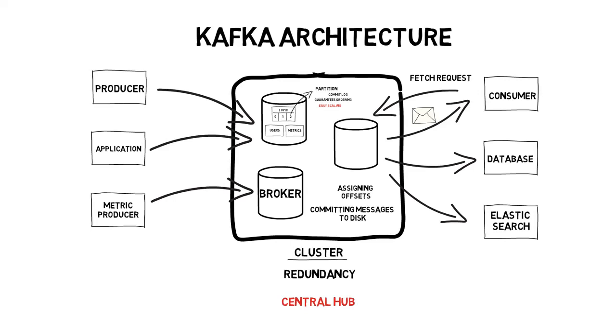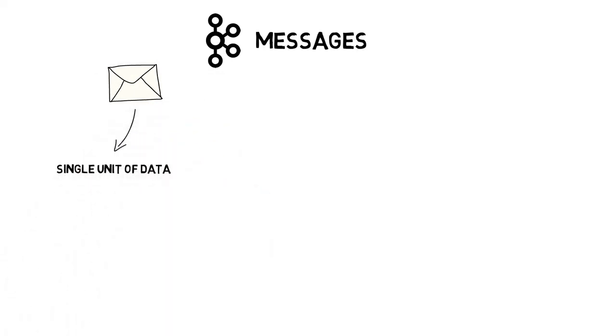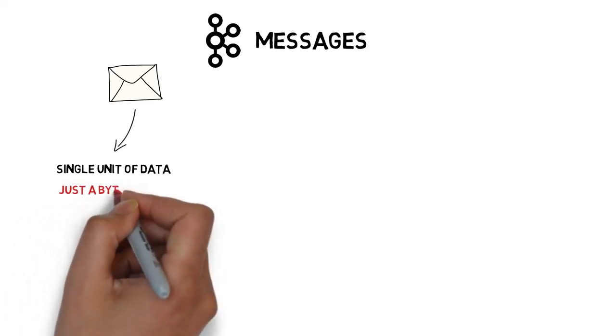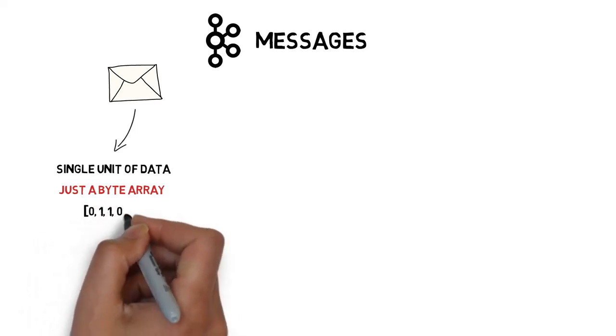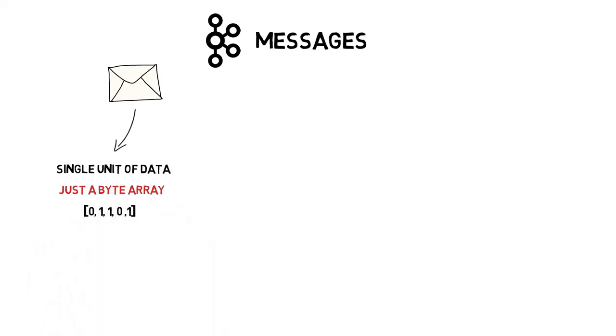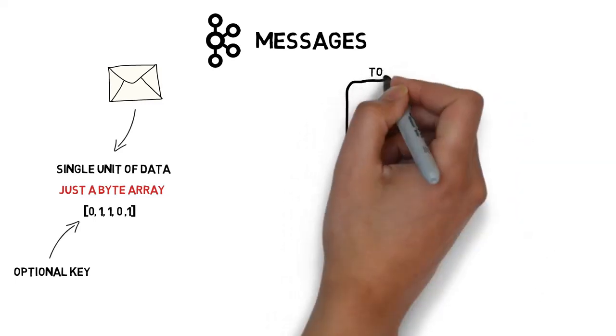Now, as we went through the general overview of Kafka, let's jump into the nitty-gritty details. In Kafka, a message is a single unit of data that can be sent or received. As far as Kafka is concerned, a message is just a byte array, so the data doesn't have any special meaning to Kafka. A message can also have an optional key, also a byte array, that can be used to write data in a more controlled way to multiple partitions within the same topic.